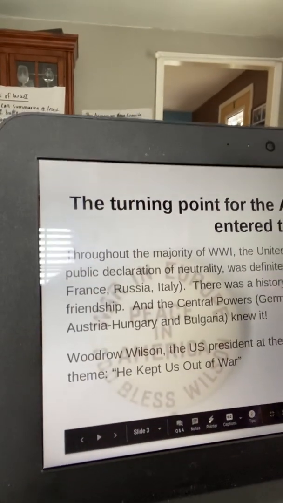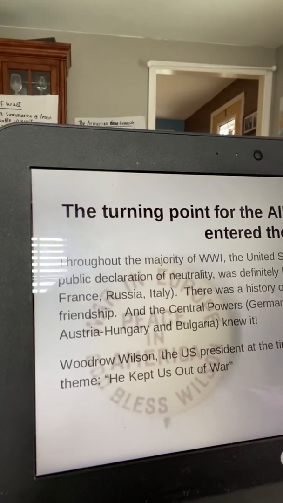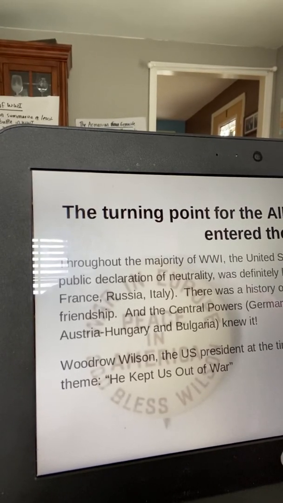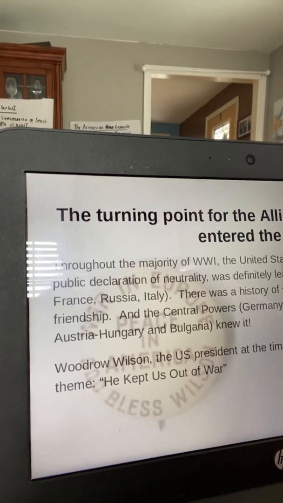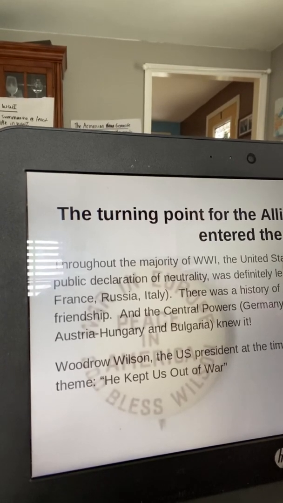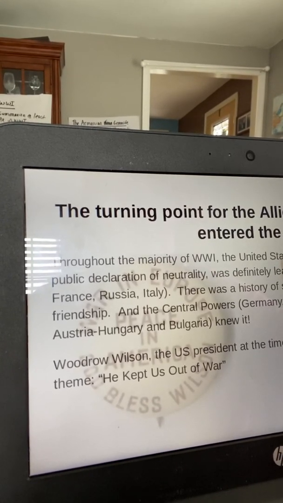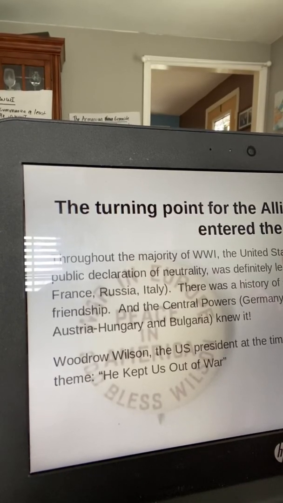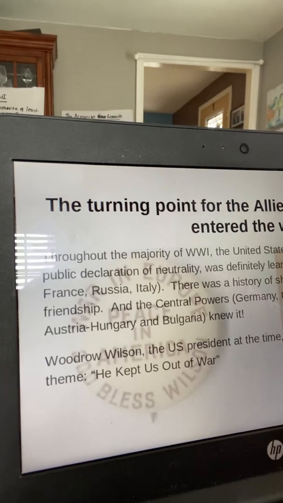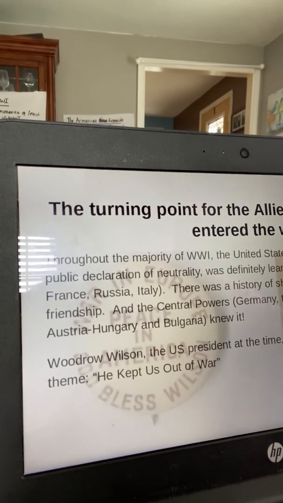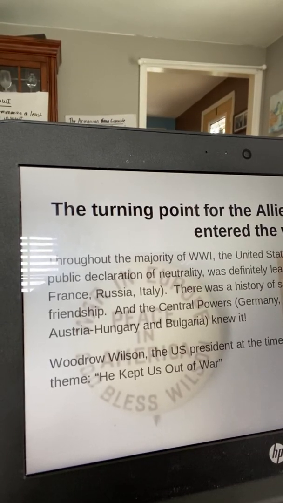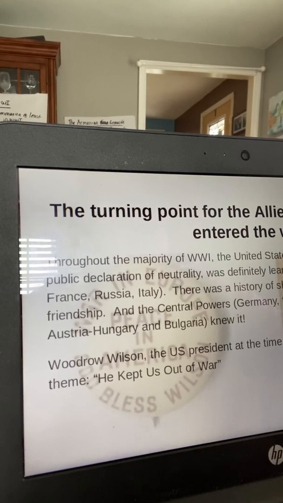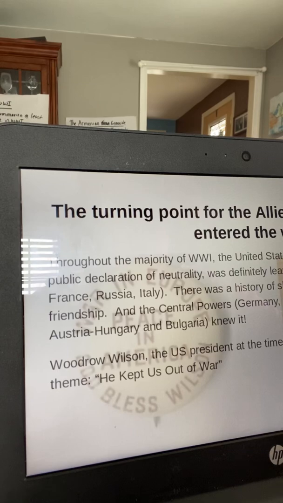All right, turning point for Allies is when the U.S. entered the war. Throughout the majority of World War I, the U.S. was neutral. But despite saying out loud, hey, we're neutral, don't be mad at us, the U.S. was definitely leaning towards aiding the Allies. The Allies include England, France, Russia, and Italy. This was because of our history, mostly with England. We had the same values, democracy, freedom of speech, all that jazz, and we had 100 and some odd years of friendship.